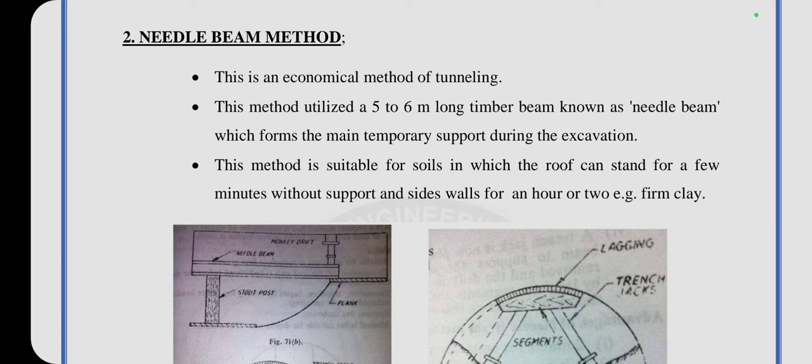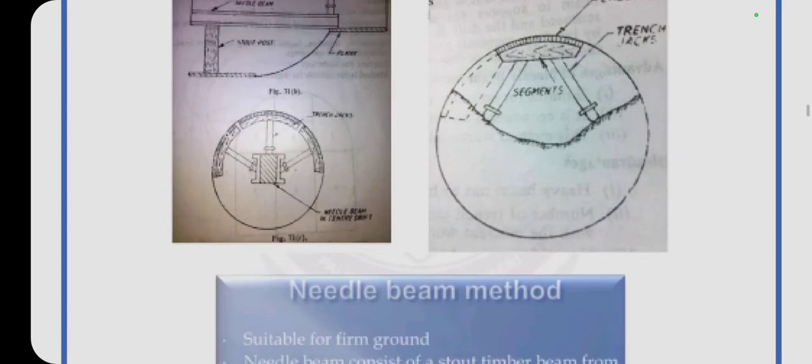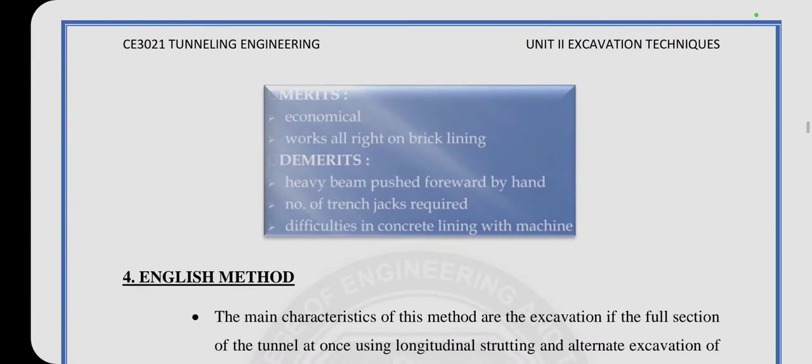Now the needle beam method. This is an economical method of tunneling. This method utilizes 5 to 6 meter long timber, known as the needle beam, which forms the main temporary support during the excavation. This method is suitable for soils in which the roof can stand for a few minutes. Merits: it is economical and works well with brick lining.